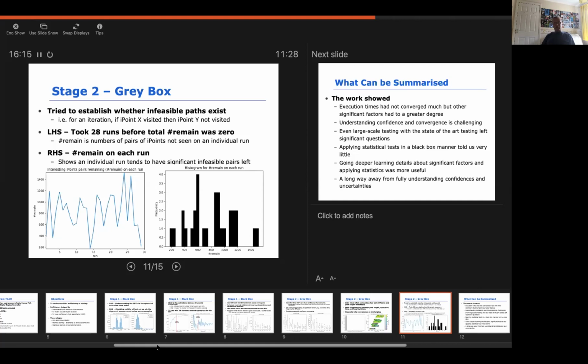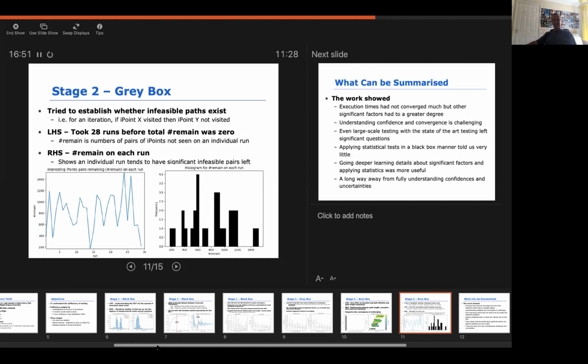So it took 28 runs to eliminate all the I-point pairs to show that there were no infeasible paths for this piece of software. The right-hand side is how many of those remain for each one. There's a frequency on the y-axis, and in general, for most runs there was a significant number of I-point pairs that still existed. It could be up to, say, if the result on this graph was 1,000, it meant that there were actually 1,000 I-point pairs that hadn't been seen together. But over a number of runs, we eventually eliminated all the combinations.